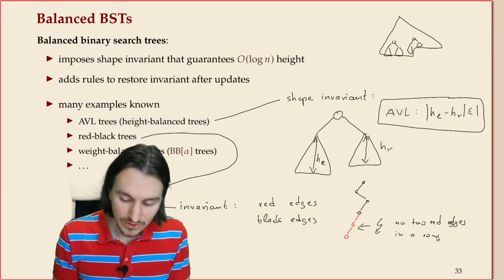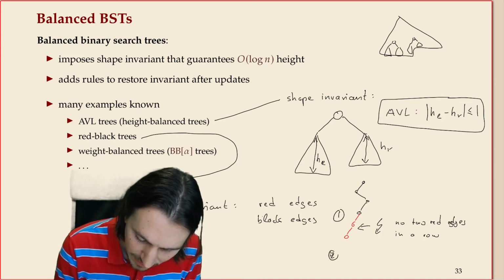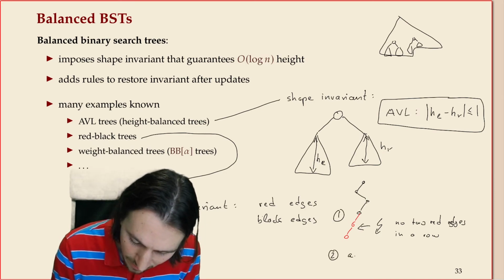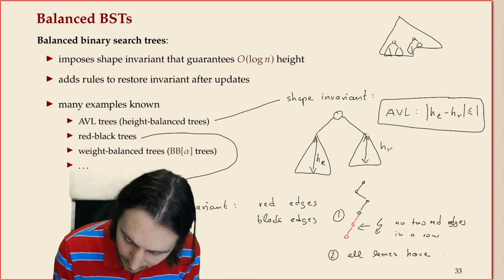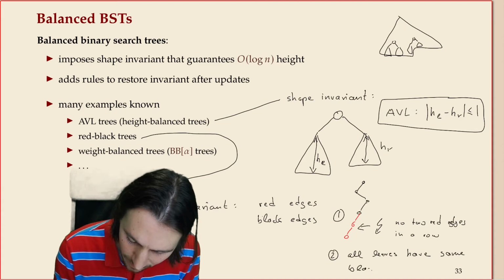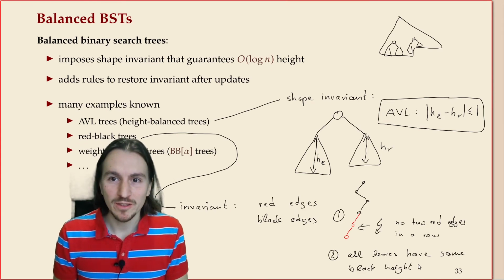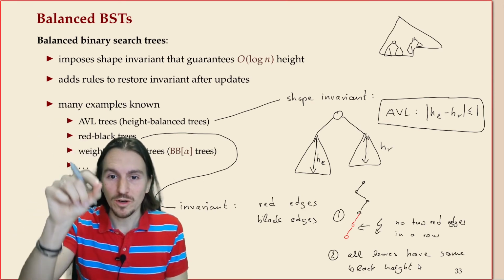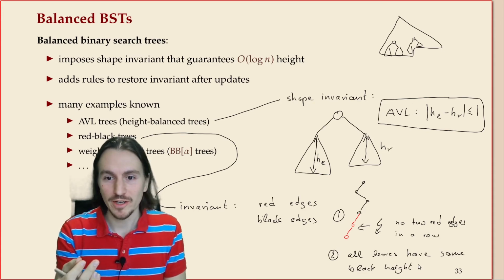And the second thing is, so that's one condition. And a second condition is all leaves have the same black height. So by black height, I mean, if you start at the root and you walk down the path to this leaf, you only count the black edges and you ignore any red edges.